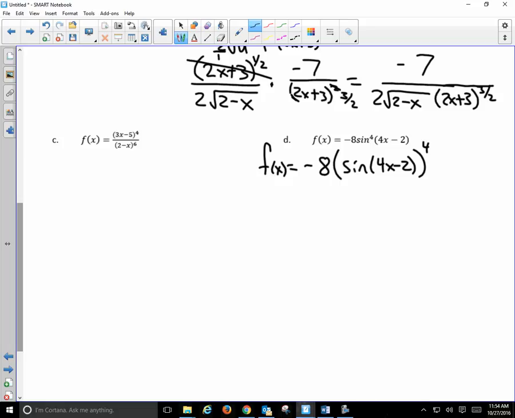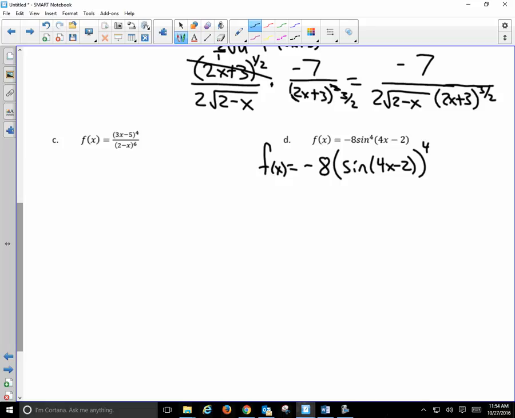Does everybody see why I can write it like that? A lot of people would put the negative 8 on the inside of the parentheses as well, but negative 8 is not being taken to the 4th power. Only the sine is. That's why I write it like that. You're taking the sine of that, and then you're taking the sine to the 4th power. So, no, the 4x minus 2 is not being taken to the 4th power.